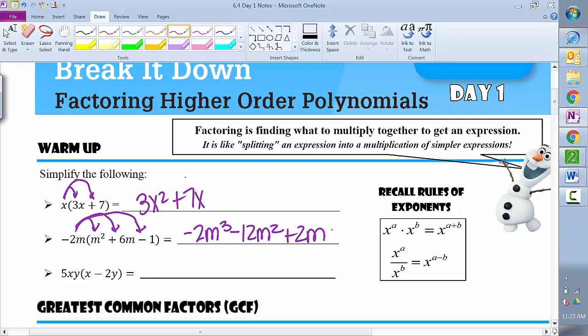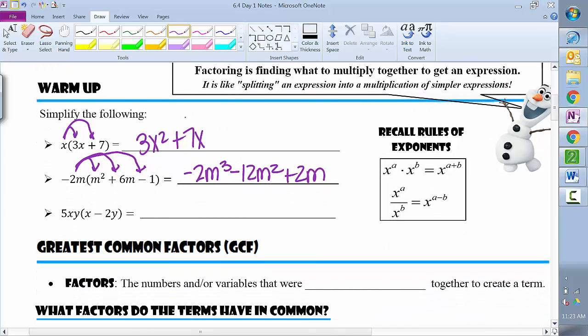Perfect. Any questions on how we got this? Did you get this? Awesome. Or at least you see where you went wrong if you did. Now this one's a little tricky, so I'm going to do this one with you. Again, you always multiply your numbers and then each different letter. So if you notice, I have an x and a y, so you just have to be a little careful here.